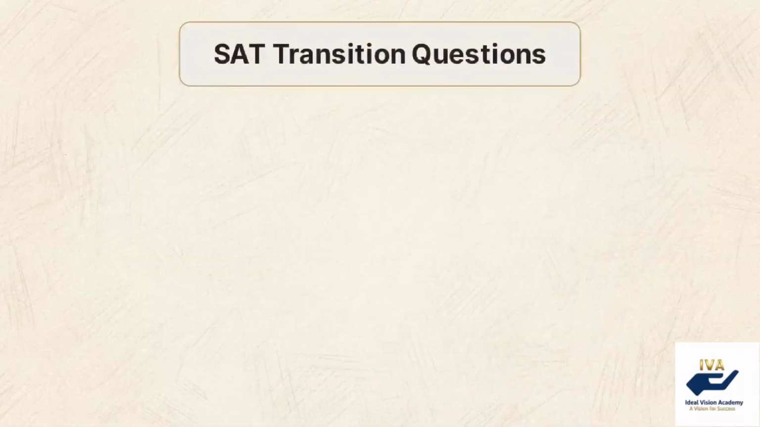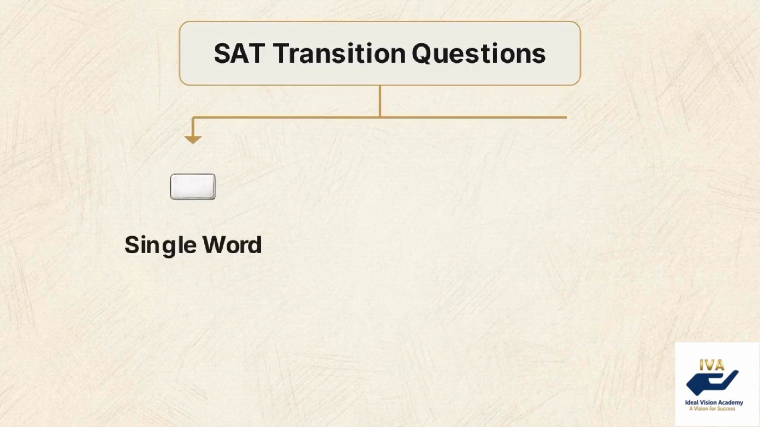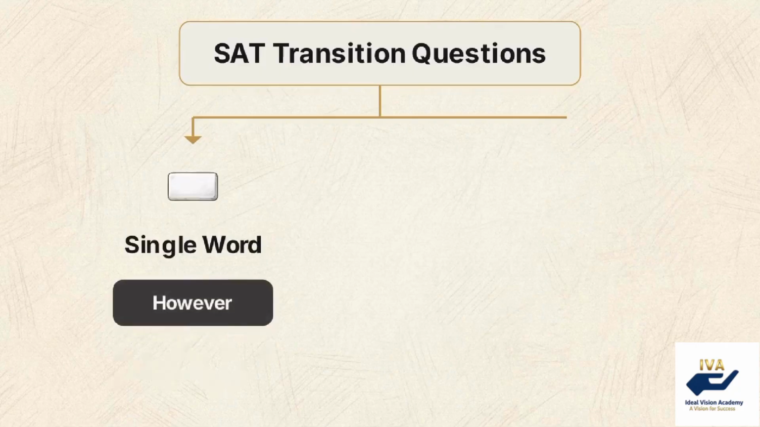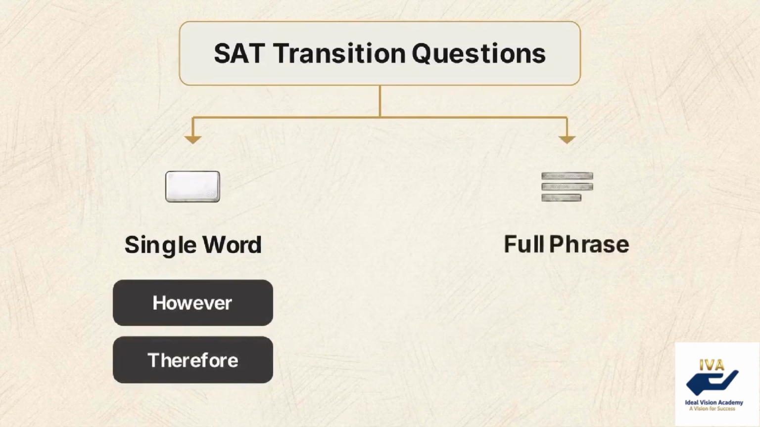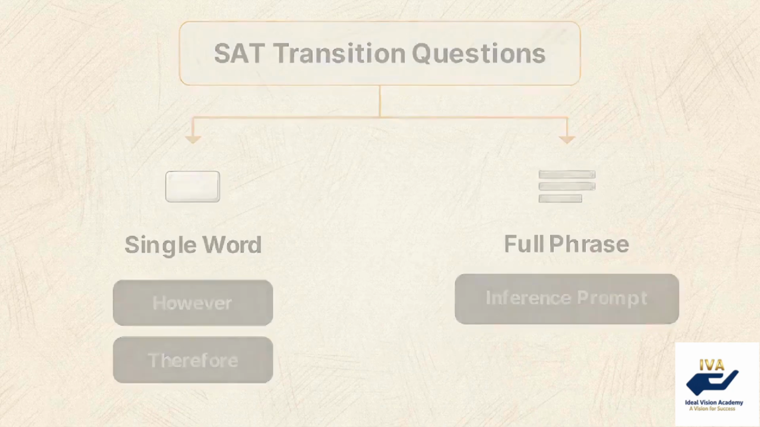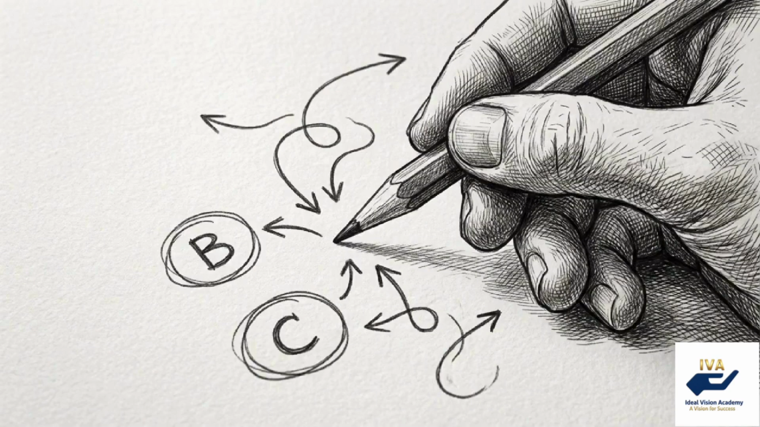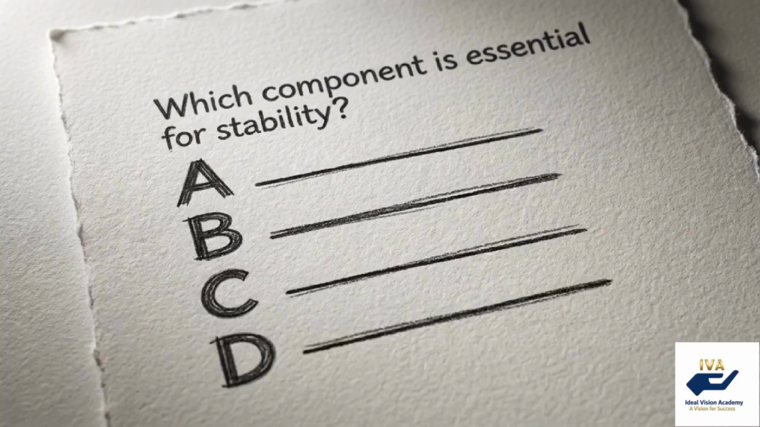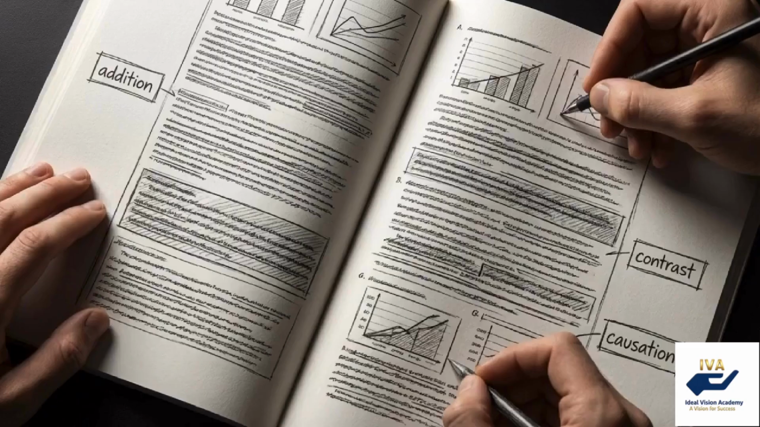On the SAT reading section, you'll encounter two types of transition questions. The first asks you to select a single connecting word, like however or therefore. The second asks you to select a full phrase or sentence that logically connects to the passage. Relying on your intuition to solve either of these is a trap. The test writers know exactly how to make incorrect answers sound natural. To beat them, you have to strictly categorize the logical relationship between the sentences.